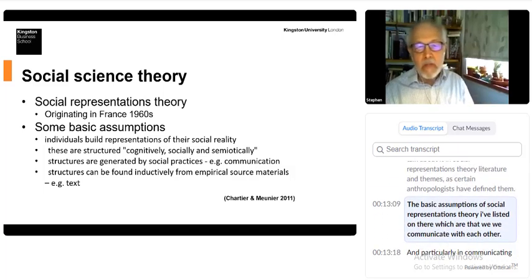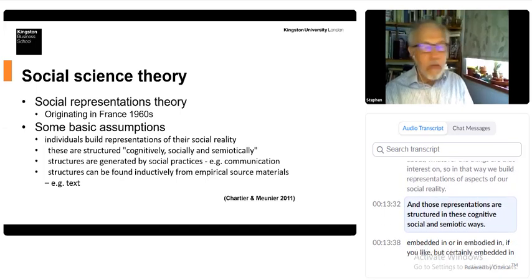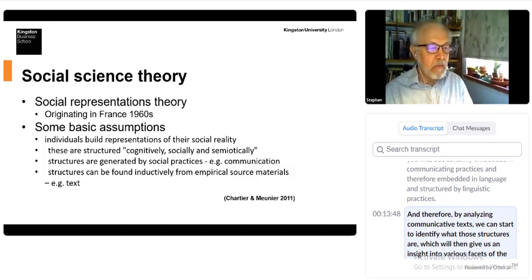The basic assumptions of social representations theory I've listed on there, which are that we communicate with each other, and particularly in communicating with each other in our societies, we have different ways of talking about whatever the things are that interest us. So in that way, we build representations of aspects of our social reality. And those representations are structured in these cognitive, social, and semiotic ways, embedded in, or embodied in, if you like, but certainly embedded in communicative practices, and therefore embedded in language and structured by linguistic practices. And therefore, by analyzing communicative texts, we can start to identify what those structures are, which will then give us an insight into various facets of the society that we're looking at.